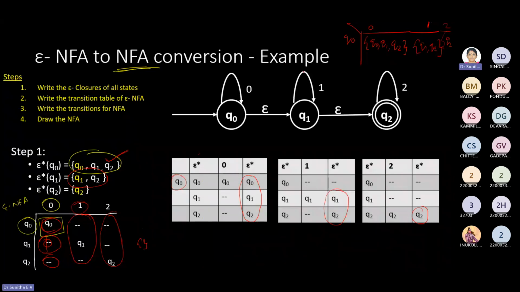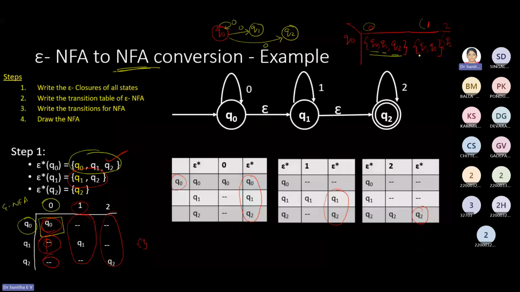So if I draw the NFA, the transitions for this will be like this. From Q0, on 0, it may remain in Q0 itself, or it can move to Q1, or it can move to Q2. That is the meaning of this. From Q0 on 0, it can move to Q0 itself or Q1 or Q2. So three transitions. And on 1, it can move to Q1 or Q2. Then on 2, it will move to Q2. So from Q0, these many transitions are possible. So Q0 is over.